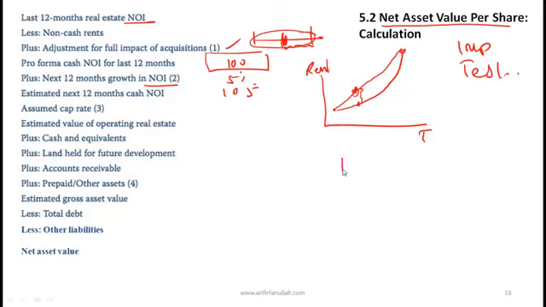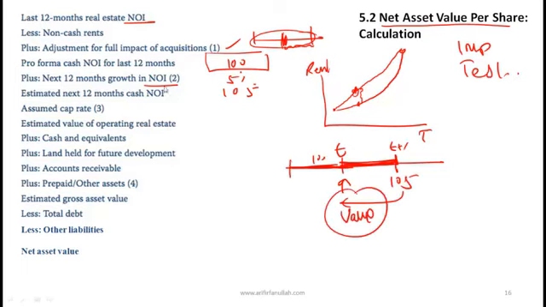I'm sure you remember this from level 1. If you want to value an asset at time t, you want the cash flow for the upcoming period. So that's what we've done. We've estimated the next 12 months growth at 5%, come up with the 105, which is the number over here. Cap rate, let's say that cap rate is 10%. Estimate the value of the operating real estate, that would be 105 divided by 0.1.